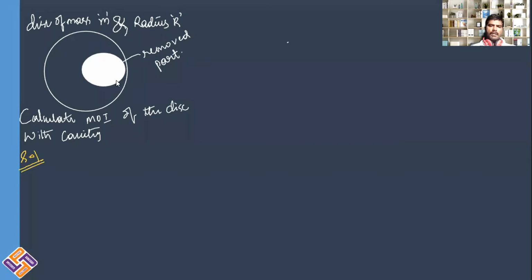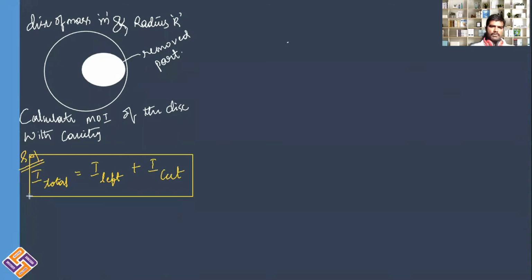Now in order to calculate moment of inertia of this kind of cavity objects, we will be using the basic concept that total moment of inertia is equal to moment of inertia of the left portion plus moment of inertia of the cut portion. This is the relation which we are going to use now. For the disk, there will be total moment of inertia. Total moment of inertia of the disk is I total.